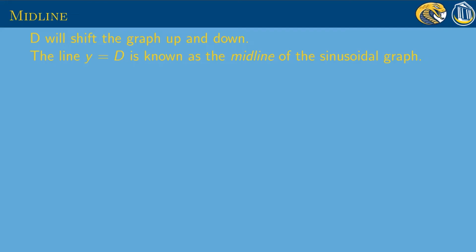So as we saw, d shifts the graph up and down, and the line y equals d is the midline of the sinusoidal graph. So if we ever have a sinusoidal function, and we want to figure out the value of d just by looking at the graph, sometimes it can be a little tricky because we don't know, is the midline here, is it here? A little hard to tell.